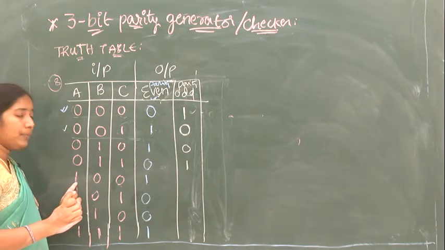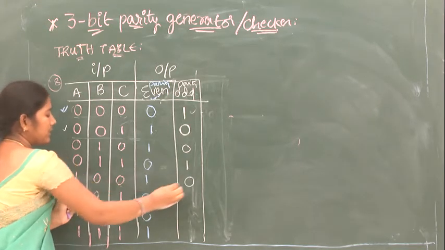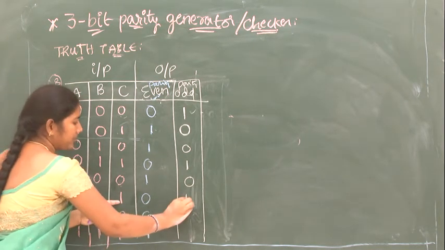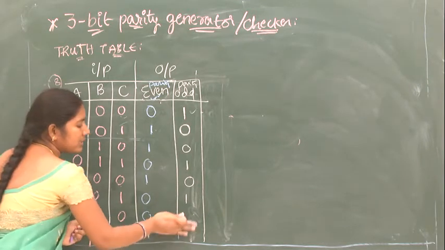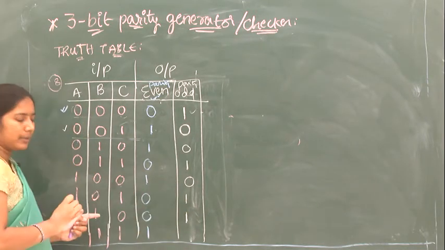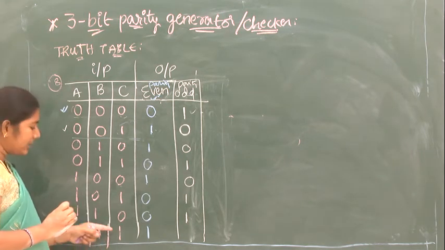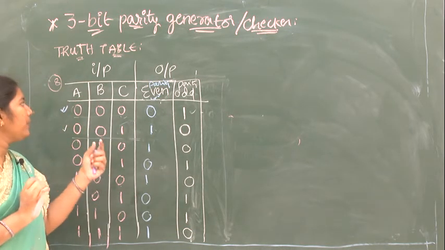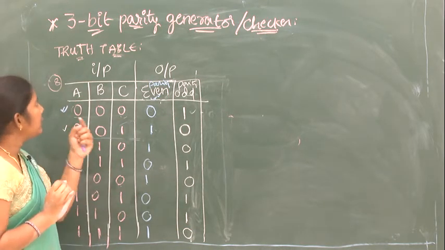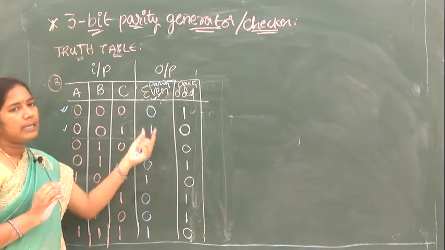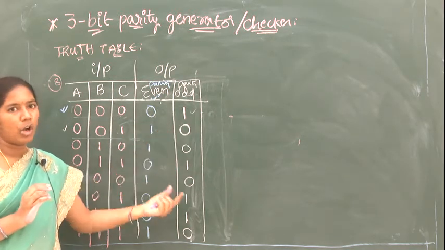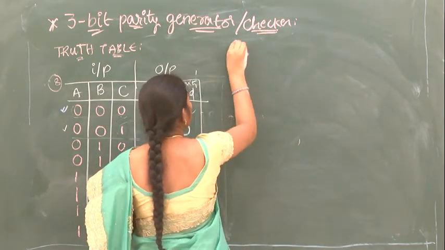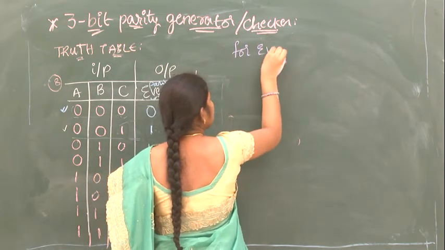Similarly, here I already have an odd number of ones, so this value becomes 0. Here it is an even number of ones, 2 ones, so I will put 1 here. Even number of ones, to make it odd, I will put 1 here. Odd number of ones are already there in your input, so I will put 0. In this way, we can develop the truth table for the parity bit generator, the even parity scheme as well as the odd parity scheme. Now I will find the logic expression for the even parity scheme.